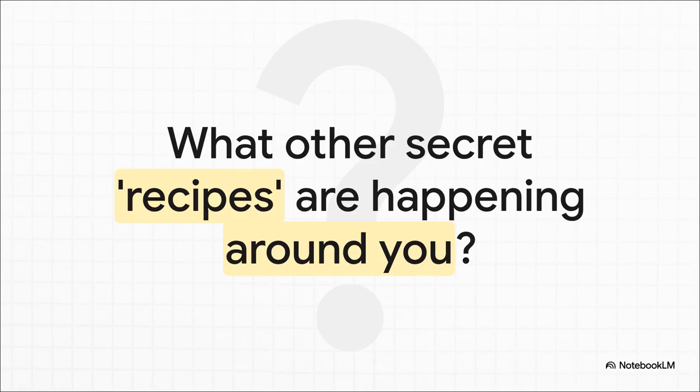Think about it. The process that lets plants make food, photosynthesis, that's a chemical equation. The way a bike chain rusts, that's an equation. The way your own body digests food, you guessed it, that's just a whole series of chemical equations. The code isn't a secret anymore. So I'll leave you with this question. What's the first secret recipe you're going to go out and decode?